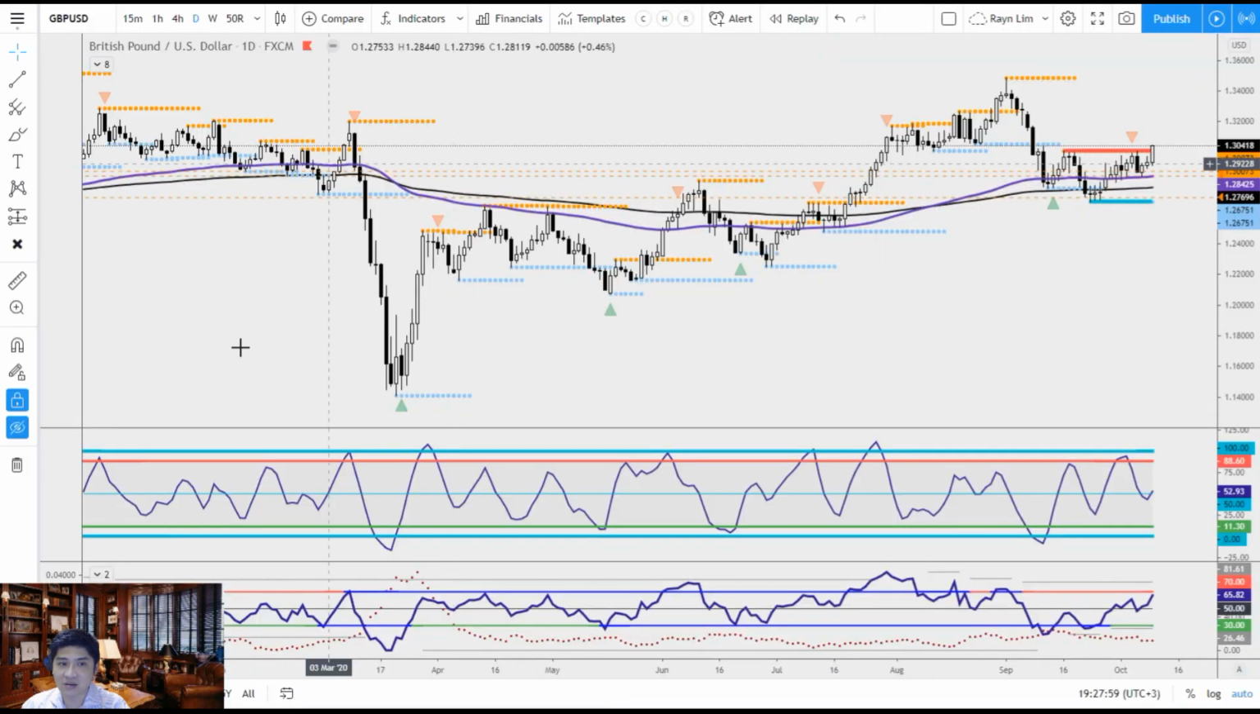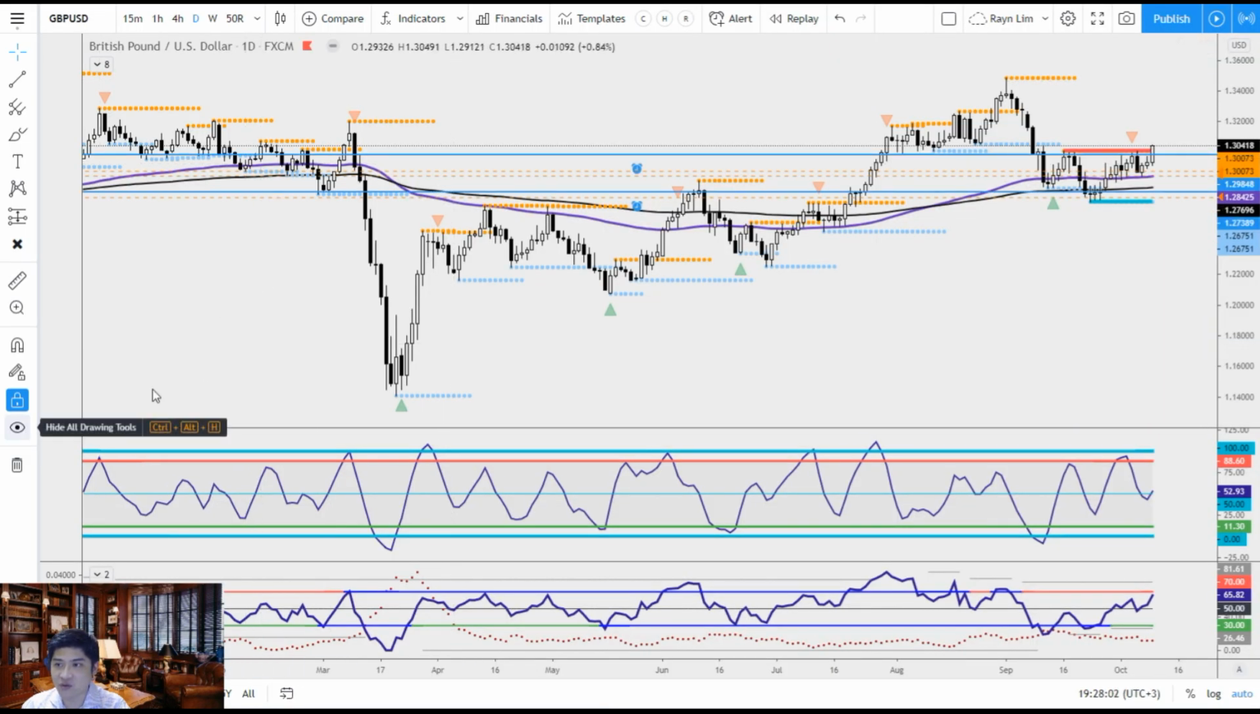Back to pound dollar, let me share with you my analysis over here. Market has broken and closed above the previous high, so right now resistance has turned support.